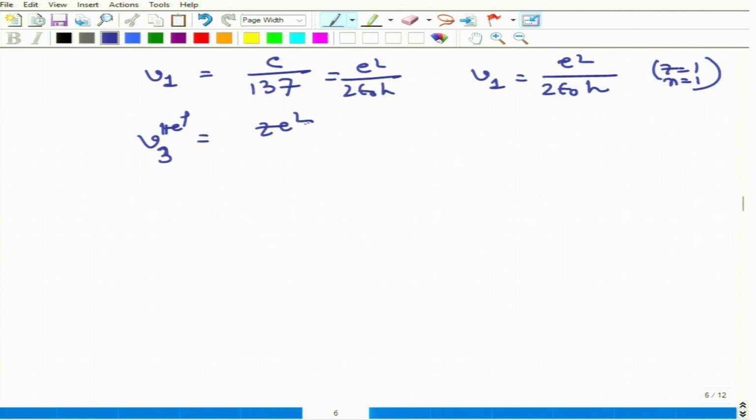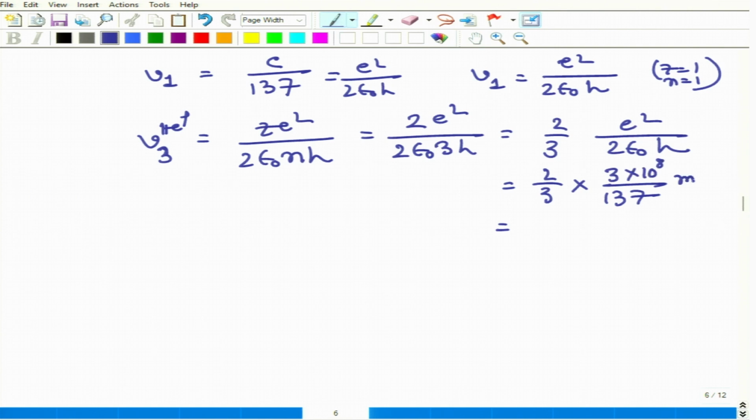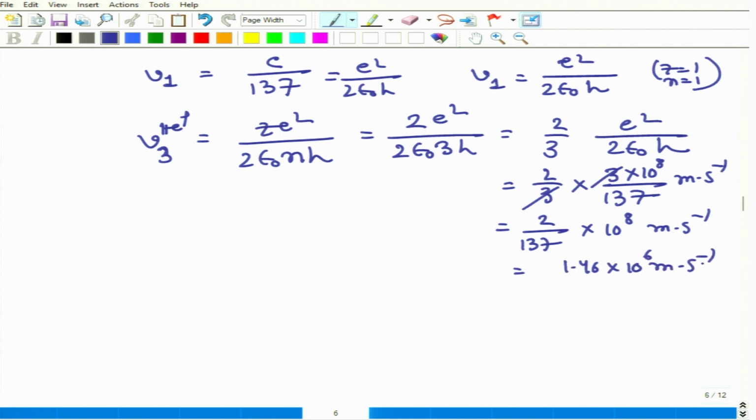but we need that V3 for helium plus, that is general formula Z square divided by 2 epsilon naught NH. Now Z is 2, E square divided by 2 epsilon naught NH is actually 3 into H, because radius is considered here. So 2 by 3 into E square divided by 2 epsilon naught H. So it is 2 by 3 and it is C by 137. So C is, we know, 3 into 10 to the power 8 meter per second. 3 will be cancelled out. It will be 2 by 137 into 10 to the power 8 meter per second, which is eventually obtained 1.46 into 10 to the power 6 meter per second. So this will be the speed.